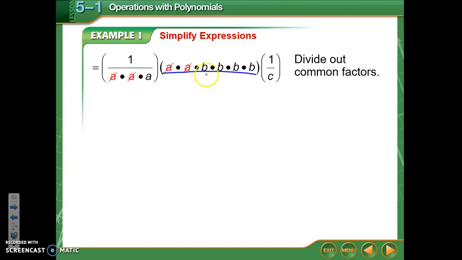So remember, all of this is like over 1. So this is in the numerator. A divided by a is 1. A divided by a is 1. There's no other common factors. So what am I left with in the numerator? B to the 4th over a times c. That would be my final answer.